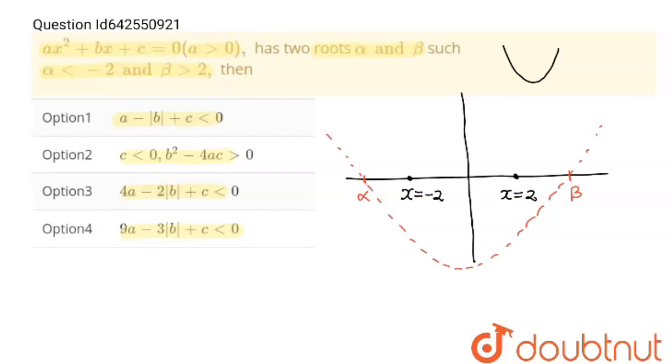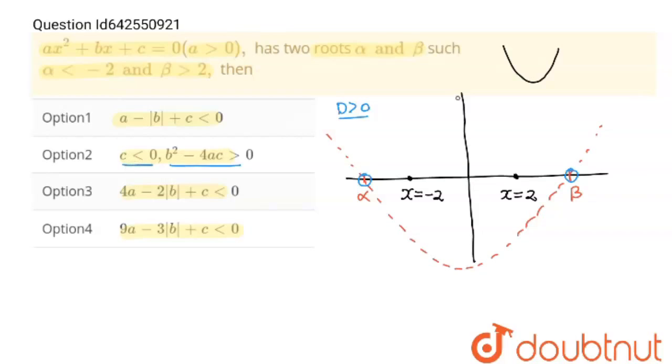No problem, students. First of all, I am going to check option 2. Here you can see b square minus 4ac, this is discriminant, and D is greater than 0. Of course, this is correct. Why? Because if two roots exist for any quadratic, then D should be greater than 0. And c is also less than 0.